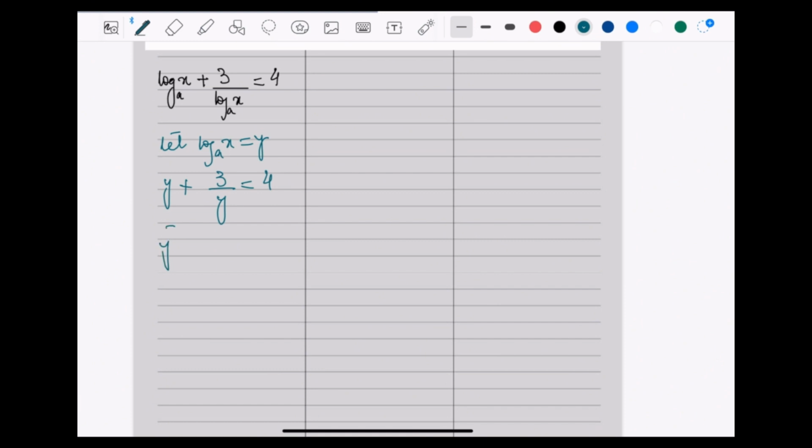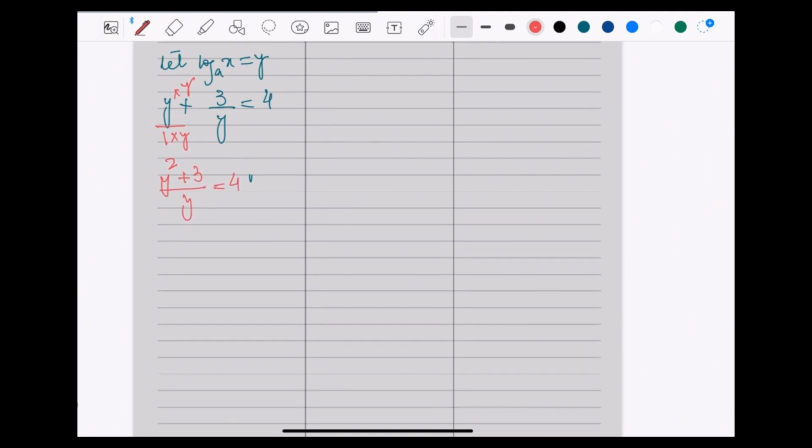And y squared plus 3 is equal to 4y. I just took the LCM. I'll rewrite it. As you know that this is y, in order to make a common denominator, it should be multiplied with y. And hence, y squared plus 3 over y is equal to 4. And when you multiply this over there, it becomes y squared plus 3 is equal to 4y, hence making a quadratic equation.